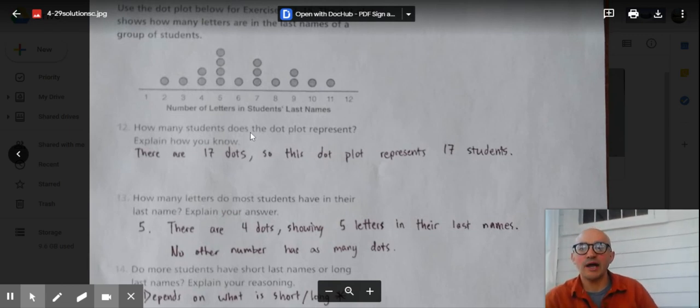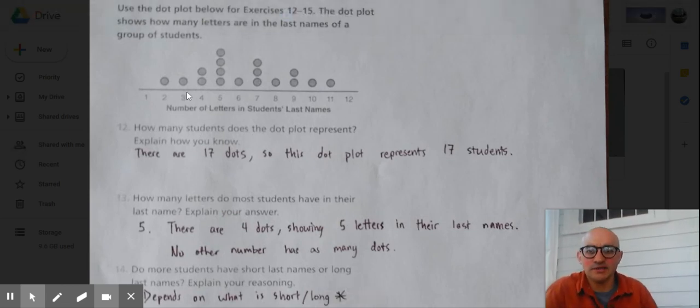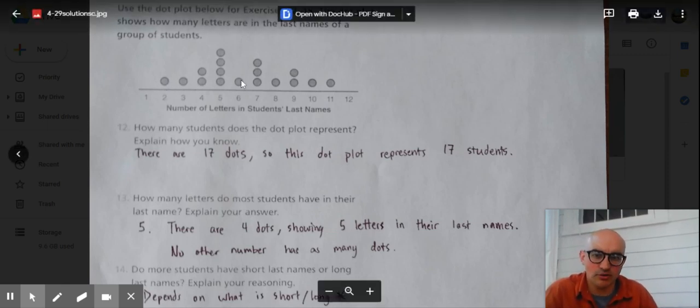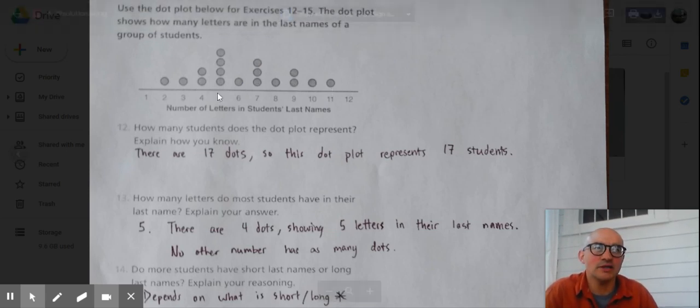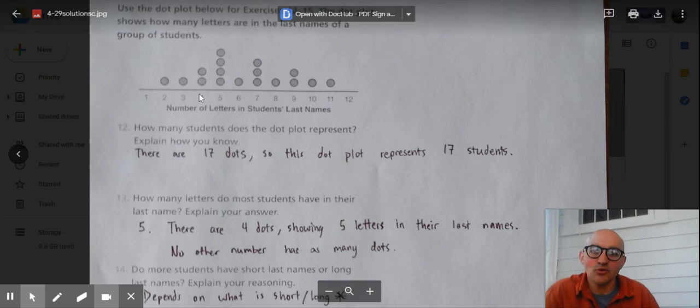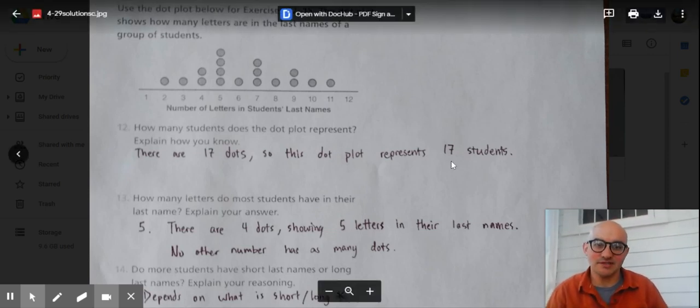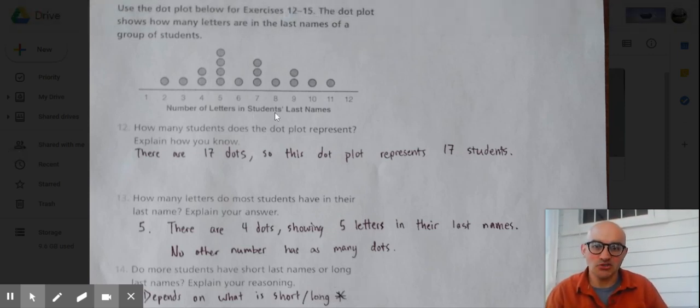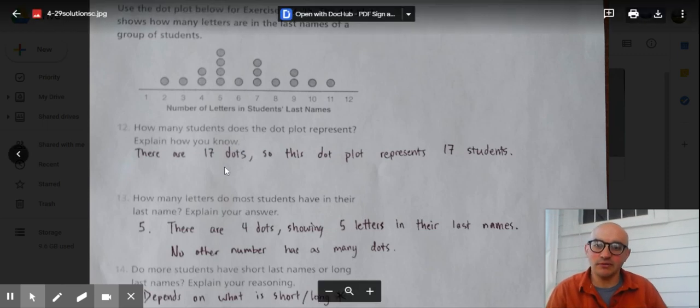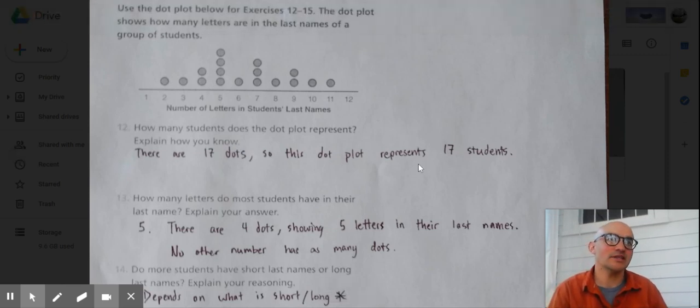Number 12, how many students does the dot plot represent? The way we find this out is pretty simple. We just add up all of these dots. So it's 1 plus 1 plus 2 plus 4 plus 1 plus 3 plus 1 plus 2 plus 1 plus 1. If you do all that adding up, or if you just count, you'll find 17 dots. Okay, so this dot plot represents 17 students. Each student has a last name. That's how I know what each dot represents.